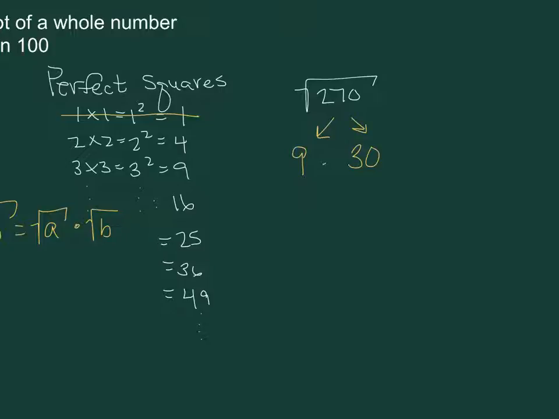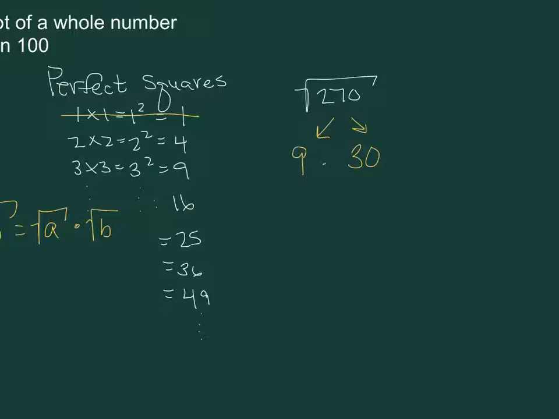Okay, so let's analyze 30 real fast. Is there any perfect square factor of 30? 30 divided by 4 is no, 30 divided by 9 is no, 30 divided by 16 is no. So this is it. This is my combination here.